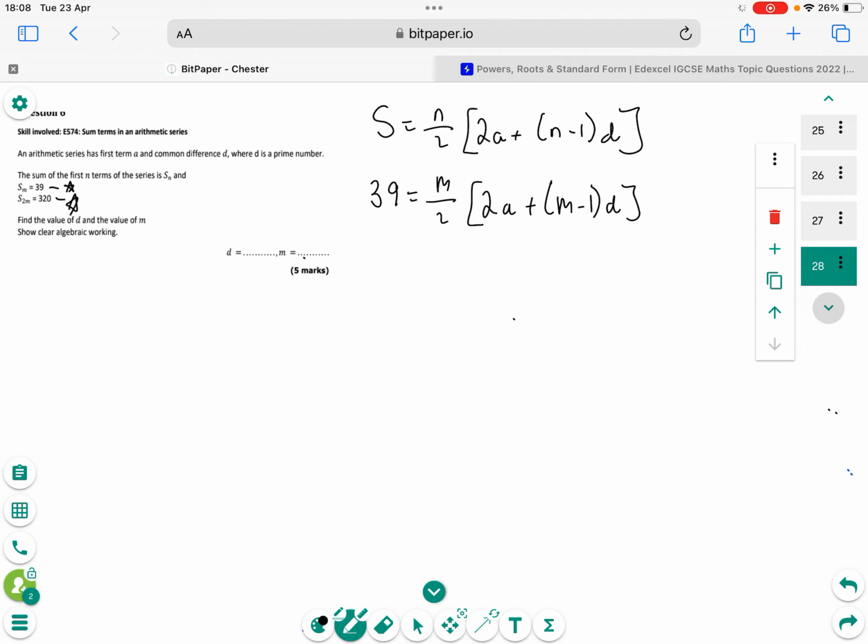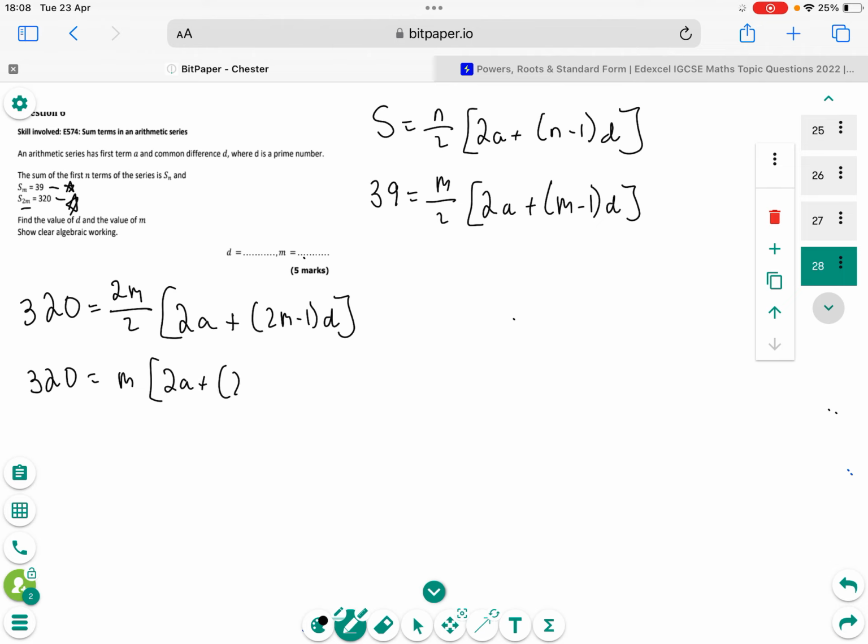Let's do the same thing for this equation here. The sum of the first 2m terms is 320, so the sum is 320. And the number of terms is 2m. And then 2, we don't know what the first term is, it's still a. The number of terms we're adding up is 2m. d, we don't know. Can we simplify this a little bit? I guess we can do this. 320, 2m over 2 is just m, 2a plus 2m minus 1 d.